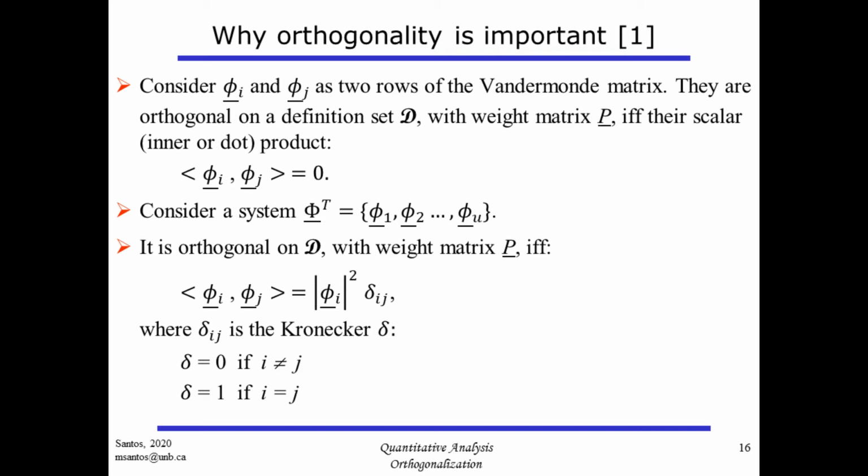Every time that two row vectors satisfy this condition, they are orthogonal, and otherwise, when a row vector multiplies itself, what we have is essentially its square distance or the square norm. We can say the quadratic norm.